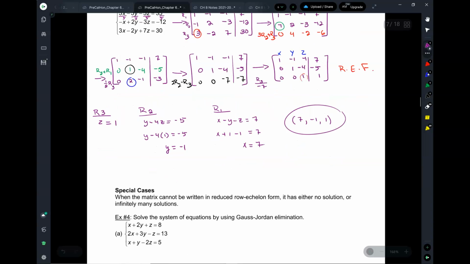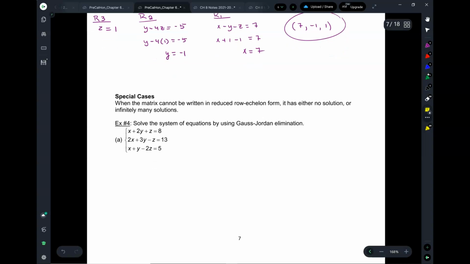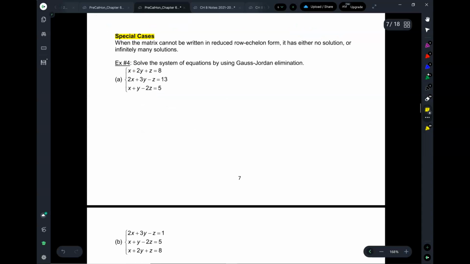So this is what we do. Okay, special cases. When you can't write a matrix in reduced row echelon form like this, it either has no solution or it has infinitely many solutions. So, which one do you think this will be?